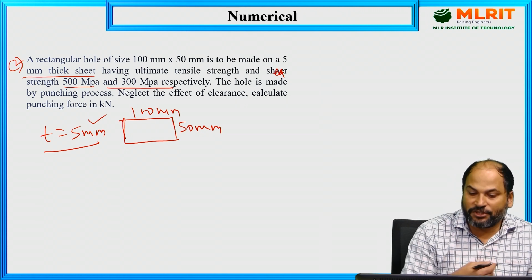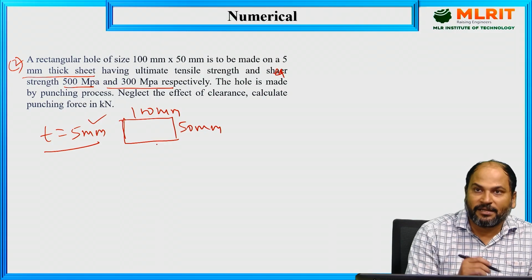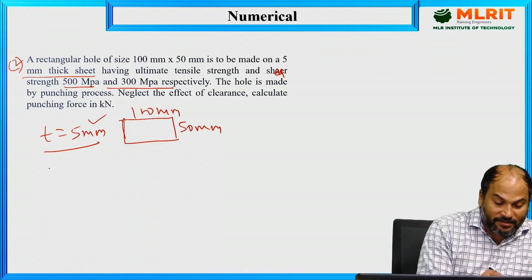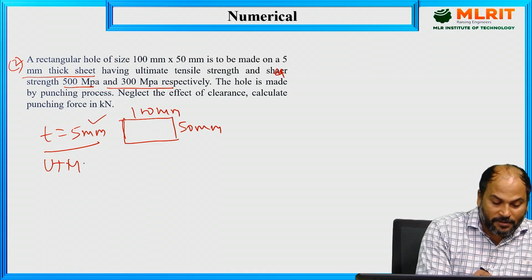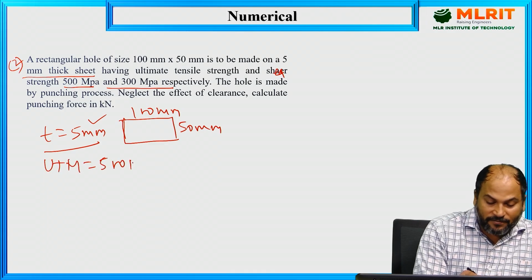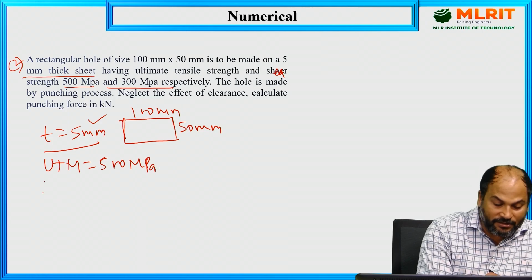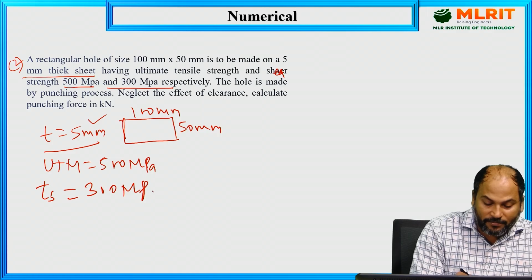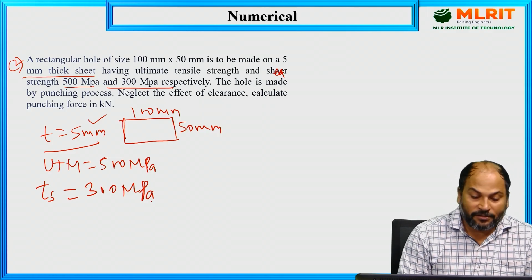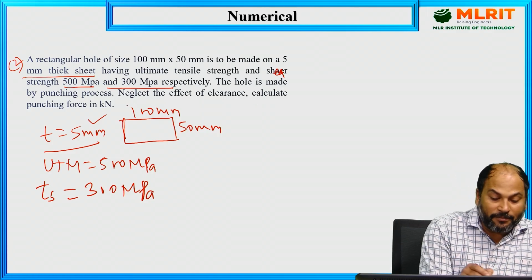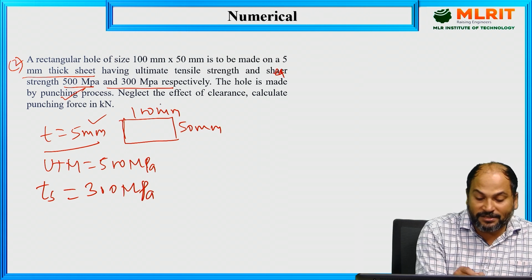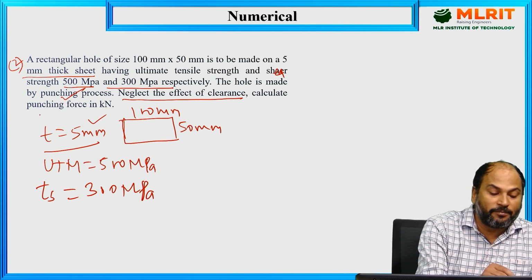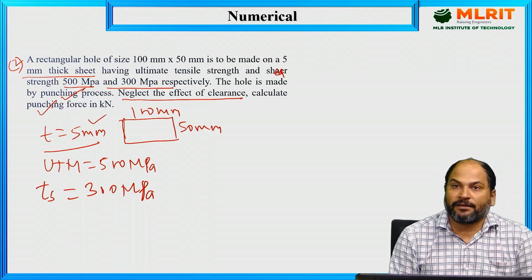Means the sheet from which we have to create this rectangular shape has ultimate tensile strength UTS of 500 megapascal, and shear strength is given as 300 megapascal. These two things have been given. Okay, the hole is made by the punching process. Another thing is, neglect the effect of clearance. Calculate the punching force. So again we have to calculate the punching force.